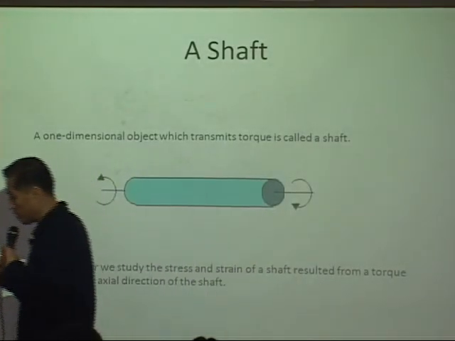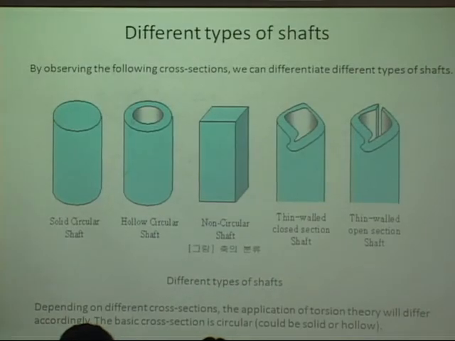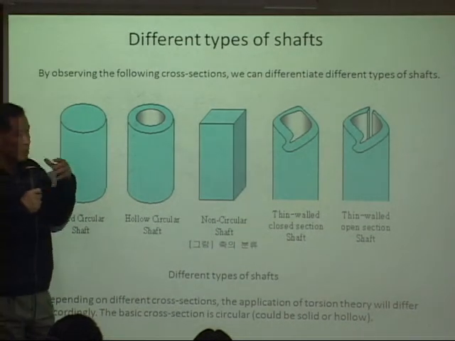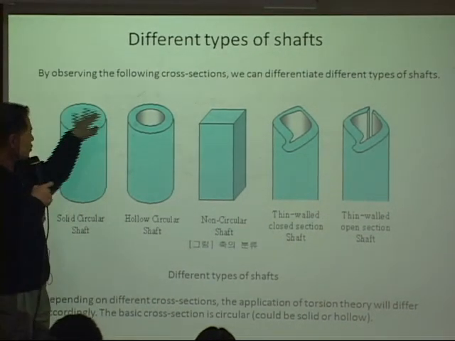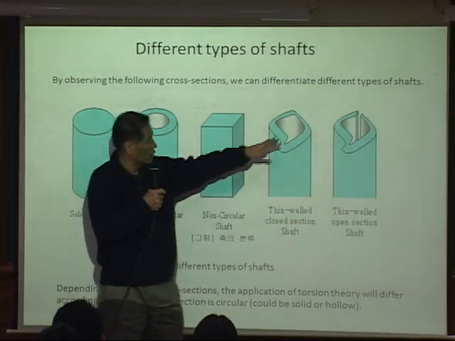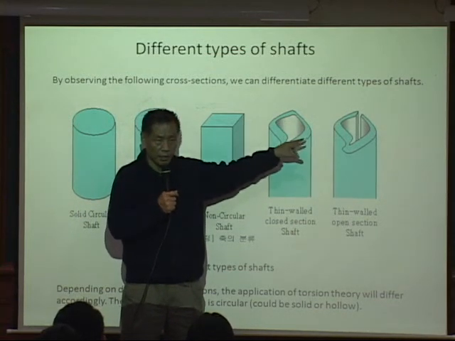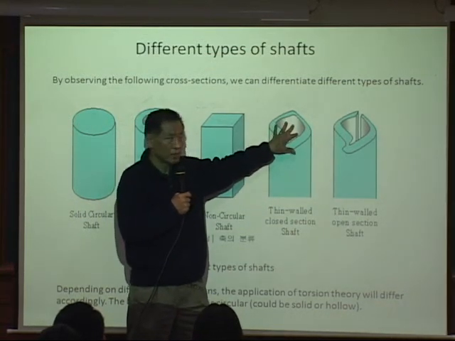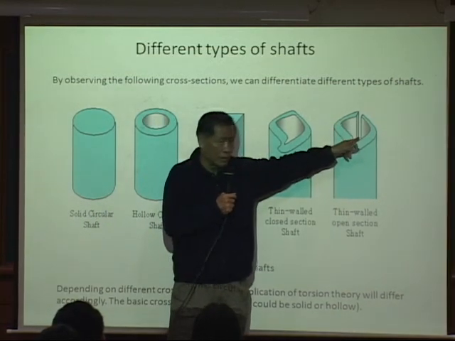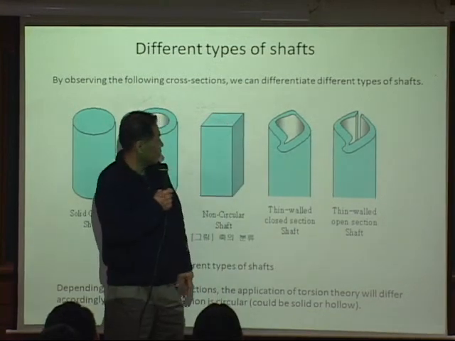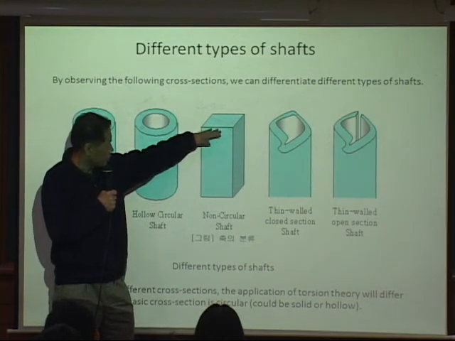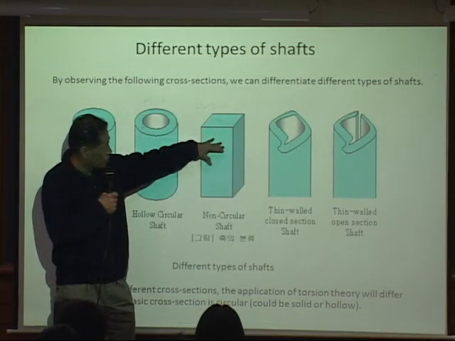Okay, shafts can be categorized into mainly two groups, which we will cover in our class. One is the circular cross-section, and the second group is the section which has a thin wall, hollow, closed section, something like that. We're not going to cover an open section, and a shaft with a rectangular cross-section won't be covered either.